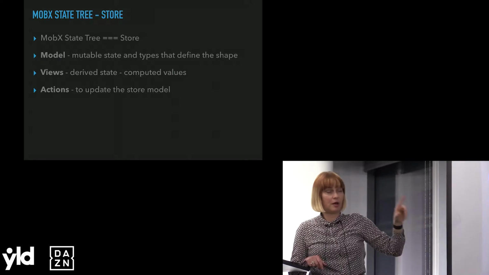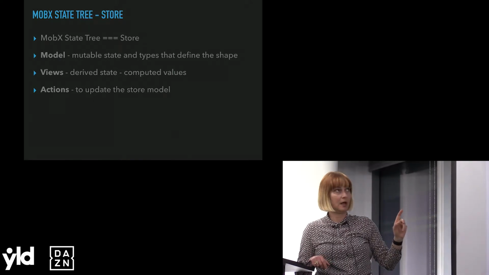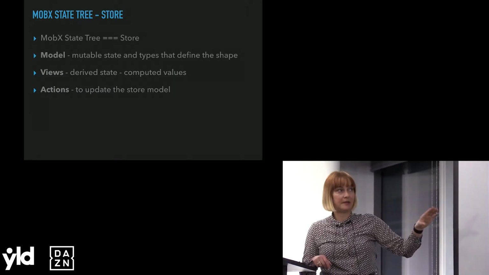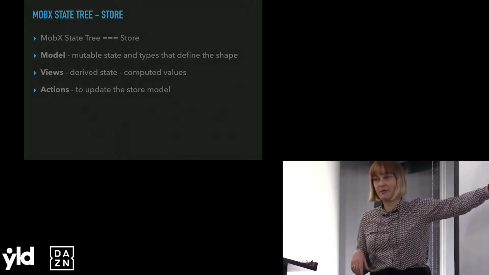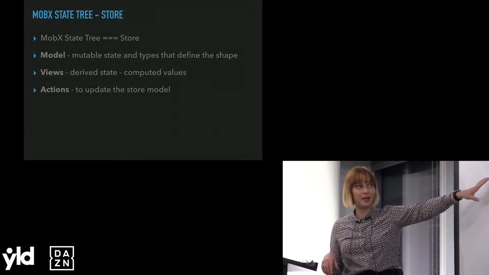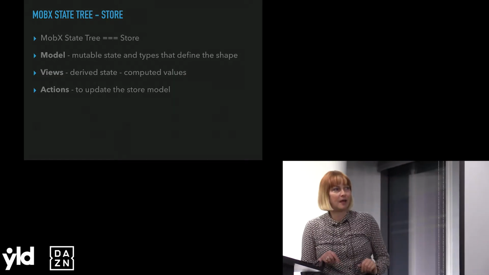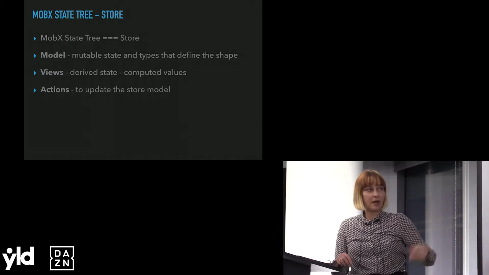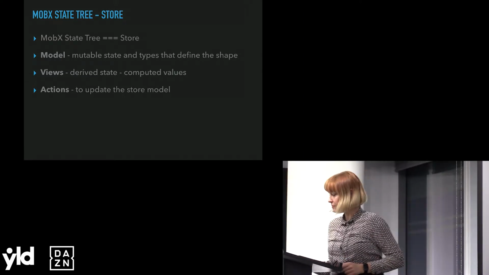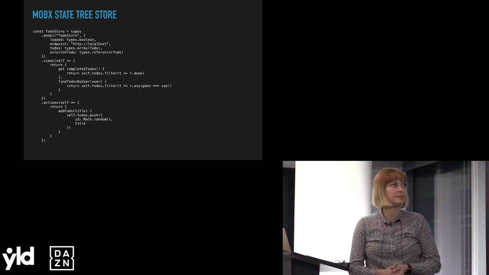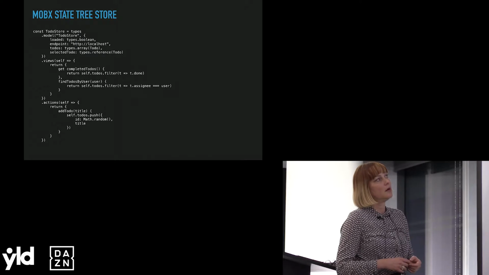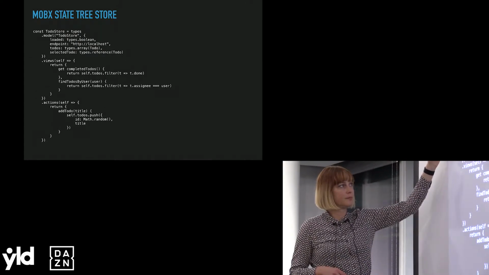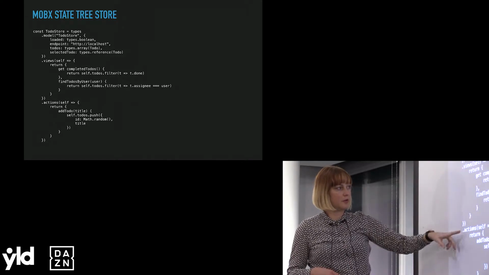However, it uses two more concepts inside the store object. We have views and actions. If you remember the derived states from Mobx, here we call them views. These are the computed values. And we also use actions, and with the actions we can update the store model. Example. We have a model. Here are the views, here are the actions.